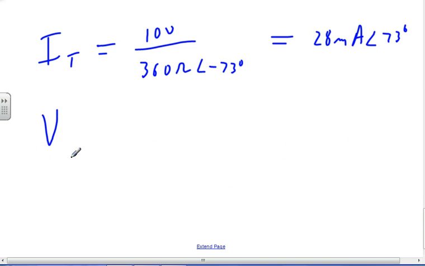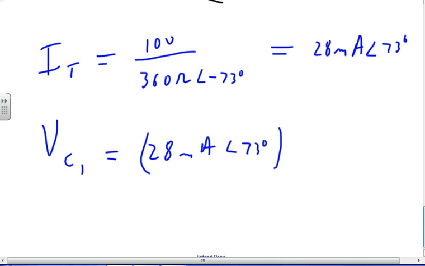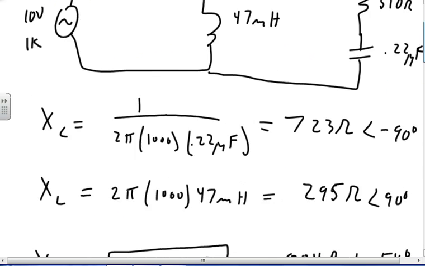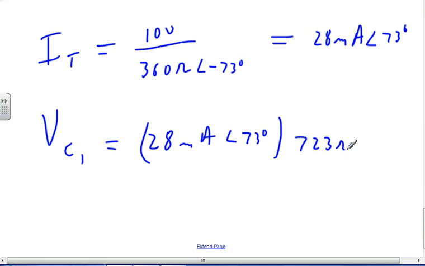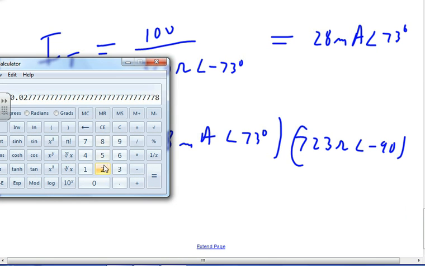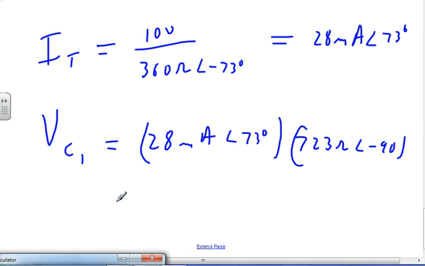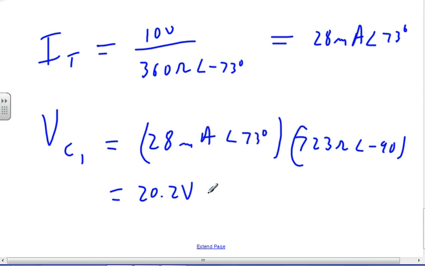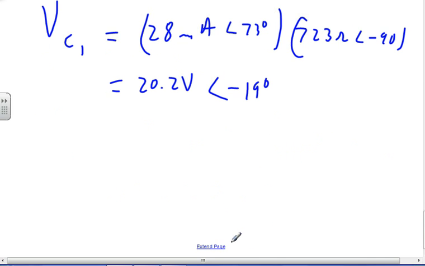Okay, now we're going to find the voltage across capacitor 1. 28 milliamps, angle 73 degrees, times 723 ohms, angle minus 90. Alright, so I'm going to go 28 times 0.723, 20.2 volts, angle minus 17. Alright, so I got the voltage across the capacitor.